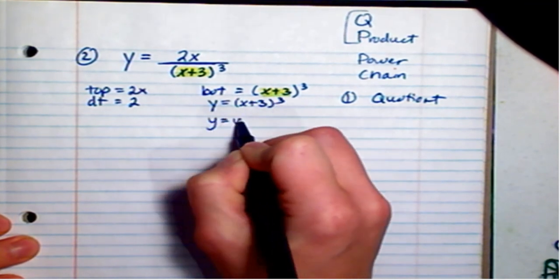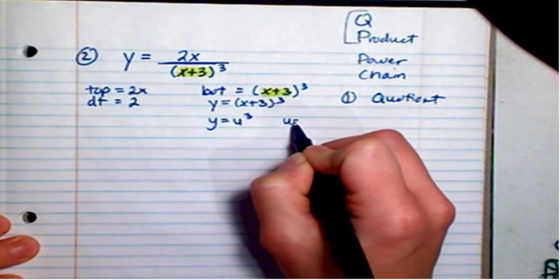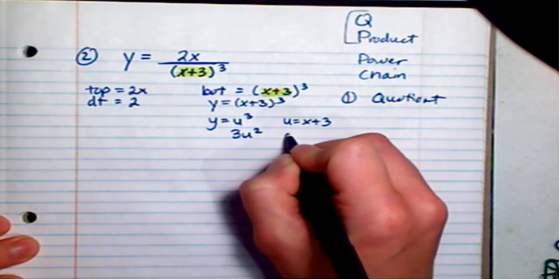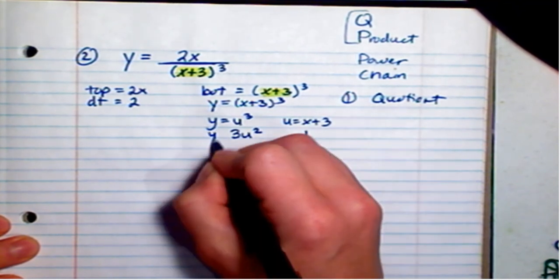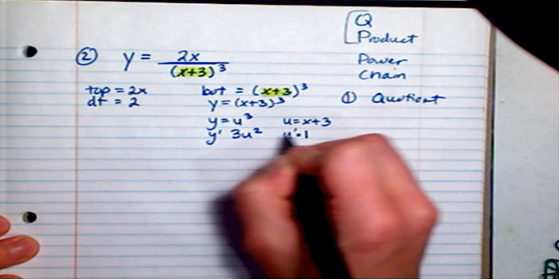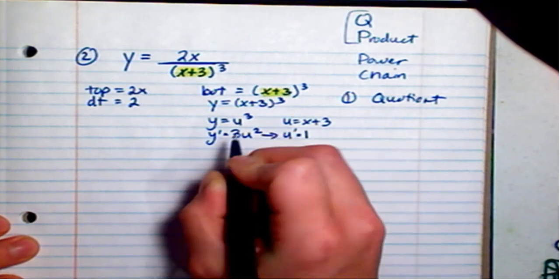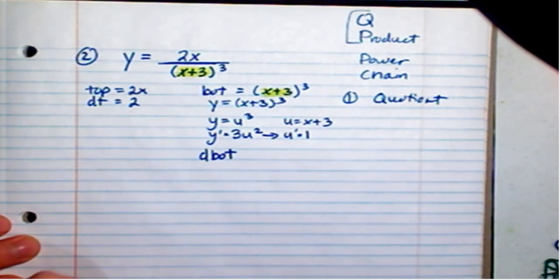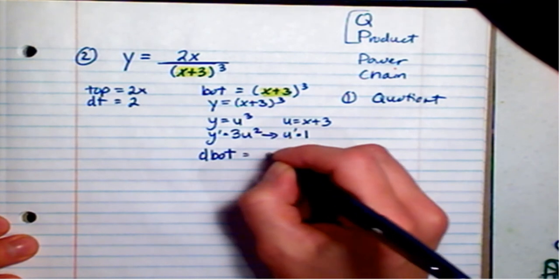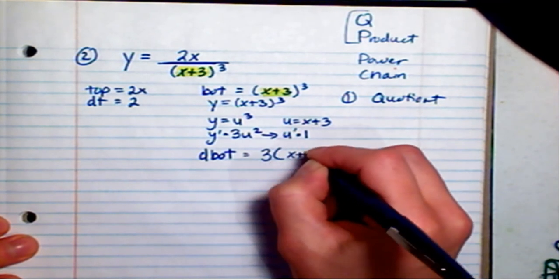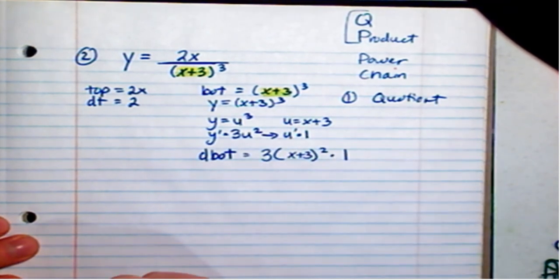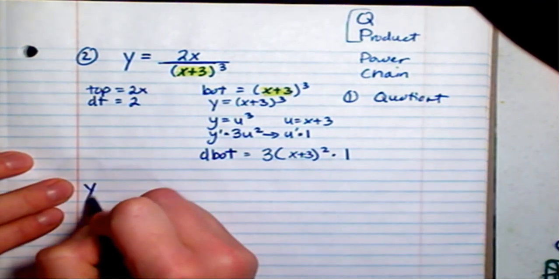All right, so we get y equals u cubed, and u equals x plus 3. So 3u squared and 1. Okay, so the derivative of the bottom is where the chain rule is occurring. 3 blup. Okay, now that's it. Now let's do our quotient rule.